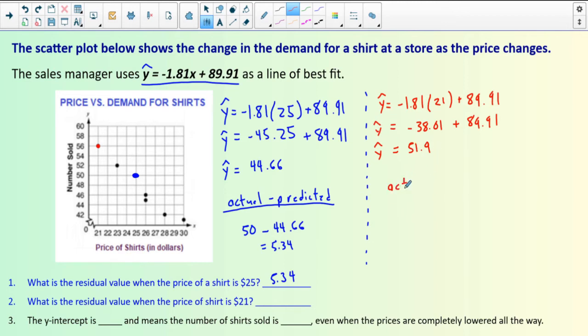And again, we're doing the same thing. Actual minus predicted. What was the actual value for $21? It was 56. We subtract the predicted value, 51.9, and that gives me 4.1. So an even smaller number. This is even better than the last one. Again, the smaller our residual is, the better the model is. So this is 4.1.